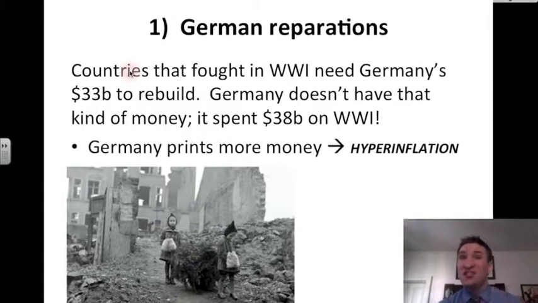What does Germany do to try to get themselves out of this hole? Well, Germany decides to print more money. And when you print so much money that you lose the value of your money, it's called hyperinflation. So German reparations leads to worldwide depression.